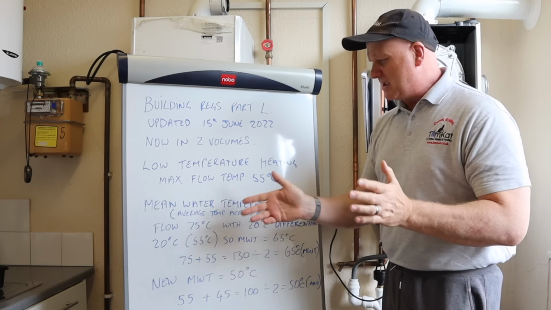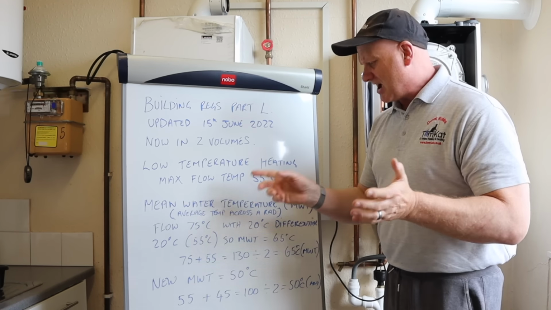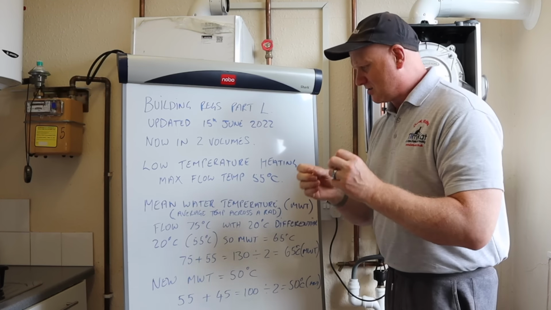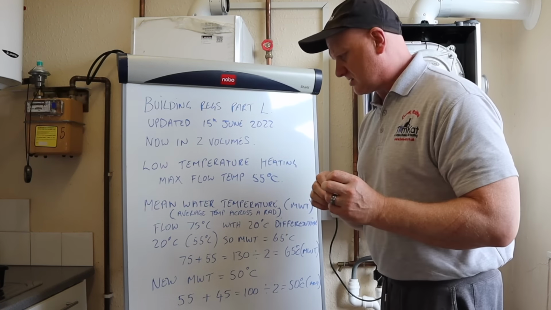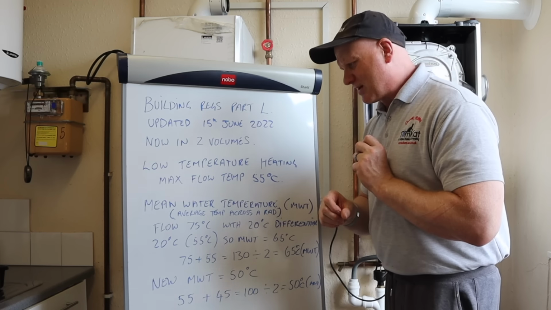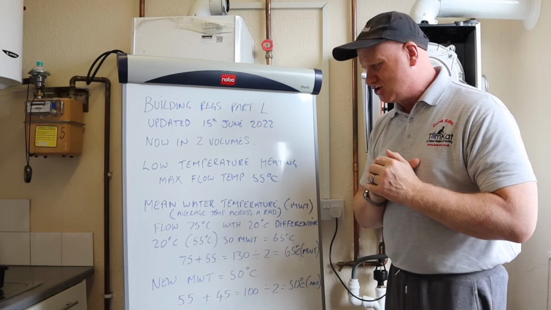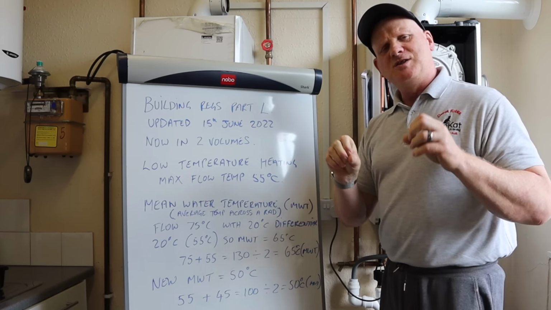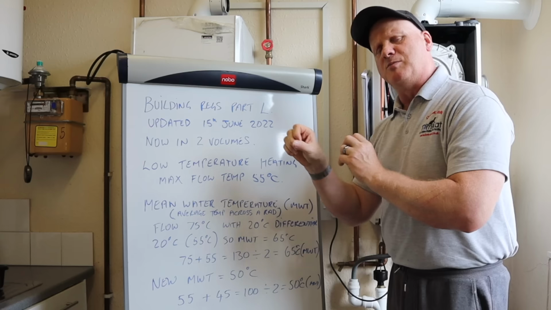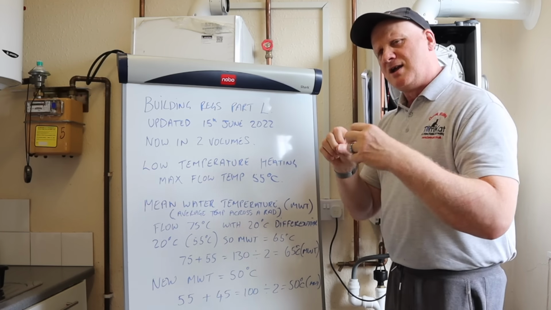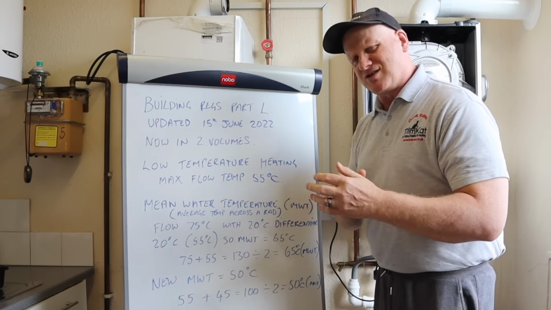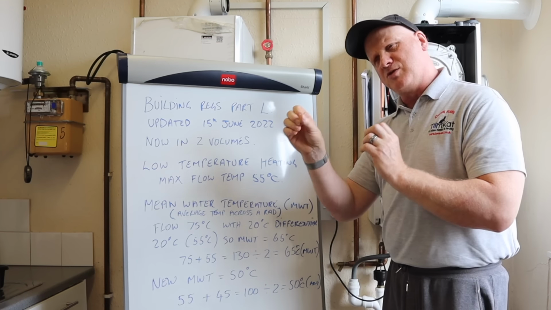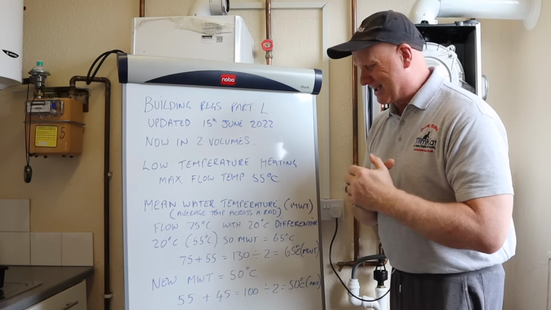And basically, the mean water temperature is the average temperature across your radiator. So we need to understand this so we know how it works. The average flow temperature at the moment, before this regulation changed, was 75 degrees. And the difference between our flow temperature on the boiler and our return temperature has to be roundabout 20 degrees. So it's between 10 and 20 degrees that is the best difference between our flow and return. It's called the delta T.